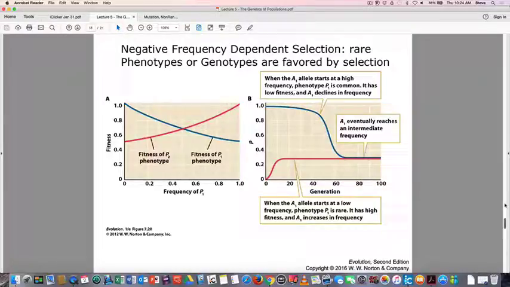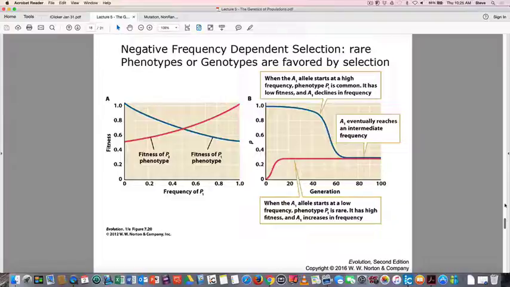So the idea here is this is an example where the individuals that are rarer, the genotypes that are rarer, have the highest fitness. And you don't have to worry too much about the mathematical part, but basically when the A1 allele starts at a high frequency, when it's common, it starts to decline over time. And actually what it does is it reaches an equilibrium. This is what's really confusing about this graph, that it doesn't show this: A1 eventually reaches an intermediate frequency and reaches an equilibrium where both things are maintained in the population.